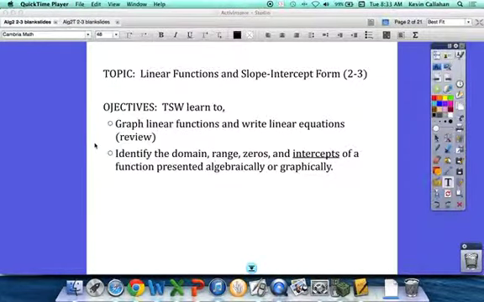So this lesson is linear functions and slope-intercept form. And I know that you all at least are familiar with that term, slope-intercept form. It's largely review. But if you remember from the last class, we had this same objective on it, and we had underlined the domain and the range.